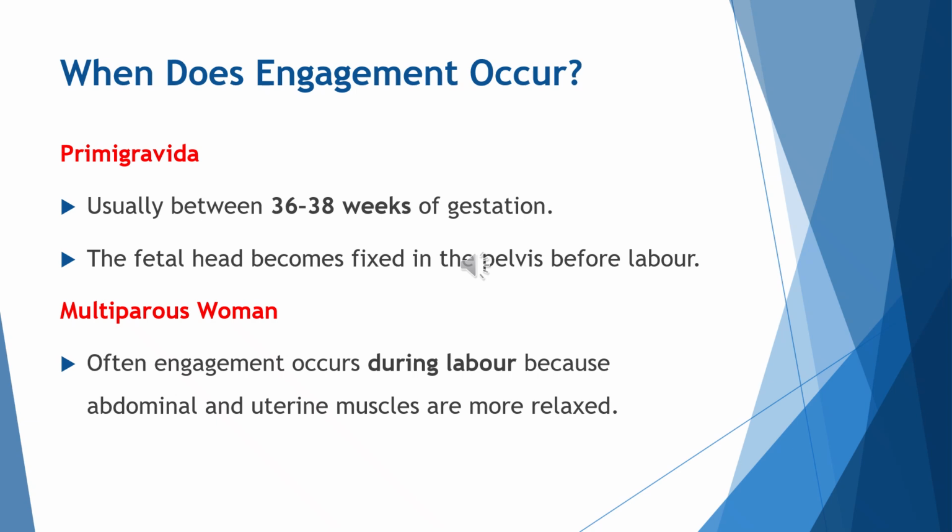Now, let's see when engagement usually occurs. In a first pregnancy, also called a prima gravida, engagement usually takes place between 36 and 38 weeks of pregnancy. By this time, the baby's head becomes fixed in the mother's pelvis before labor begins. In women who have had previous pregnancies, called multiparous women, engagement often occurs during labor. This is because the abdominal and uterine muscles are more relaxed, allowing the baby's head to descend later. A simple way to remember this is, in a first pregnancy, engagement usually happens before labor, while in women with previous pregnancies, it commonly happens during labor.